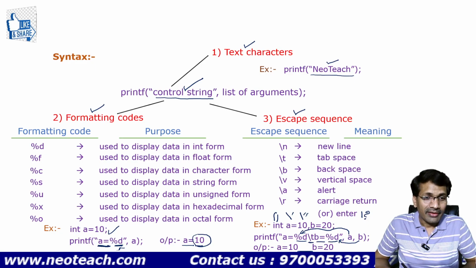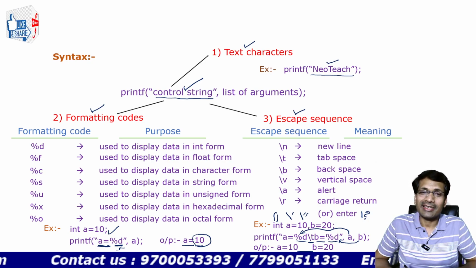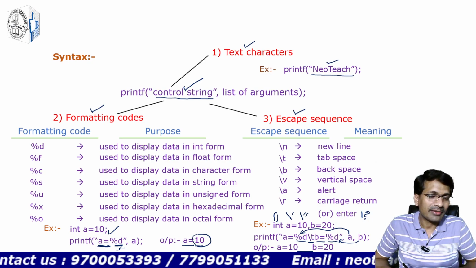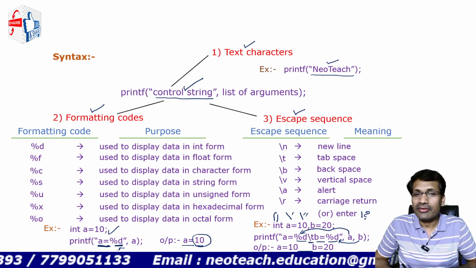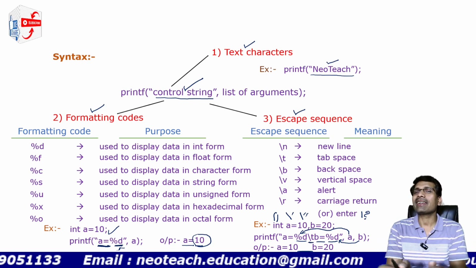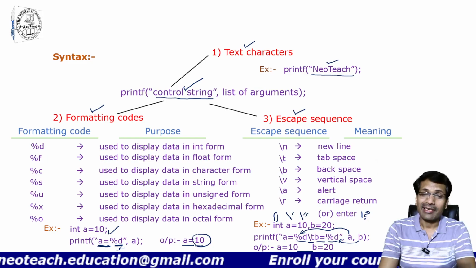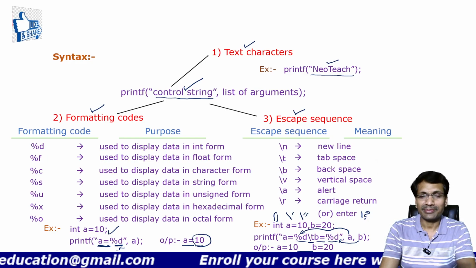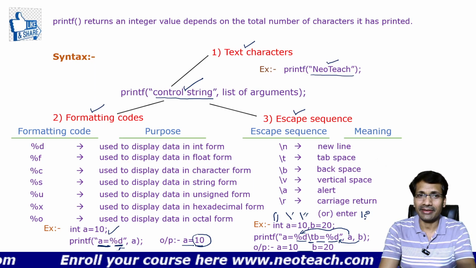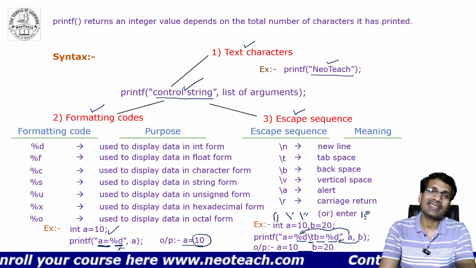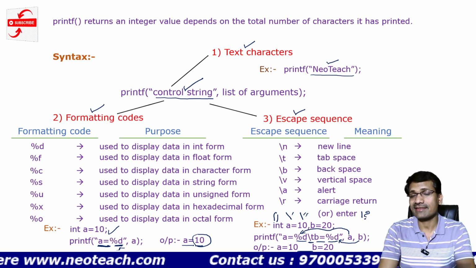Finally I want to say that the printf function returns a numeric value. The return type of printf is numeric, that is an integer value. It is the number of characters it printed as output on the monitor. The printf function returns an integer value depending on the total number of characters it has printed.